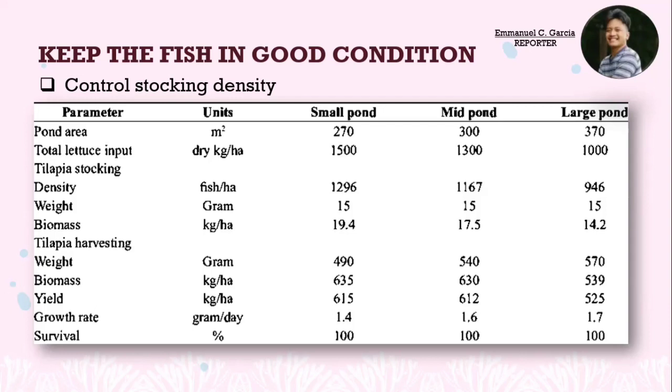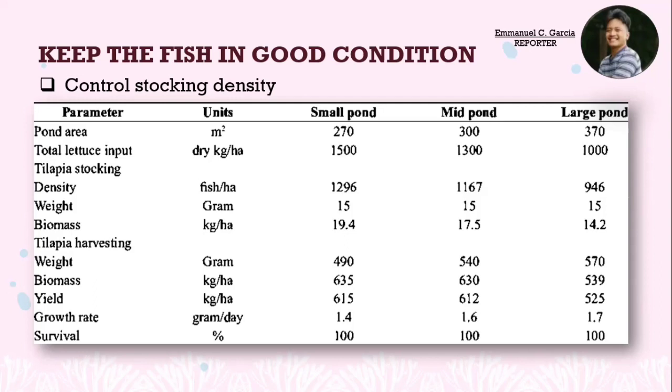A small pond has an area of 270 square meters. The total input is 1,500 fish. The density of fish per hectare is 1,296. For the small pond, the weight is 15 grams, with a biomass of 19.4 kilograms per hectare.